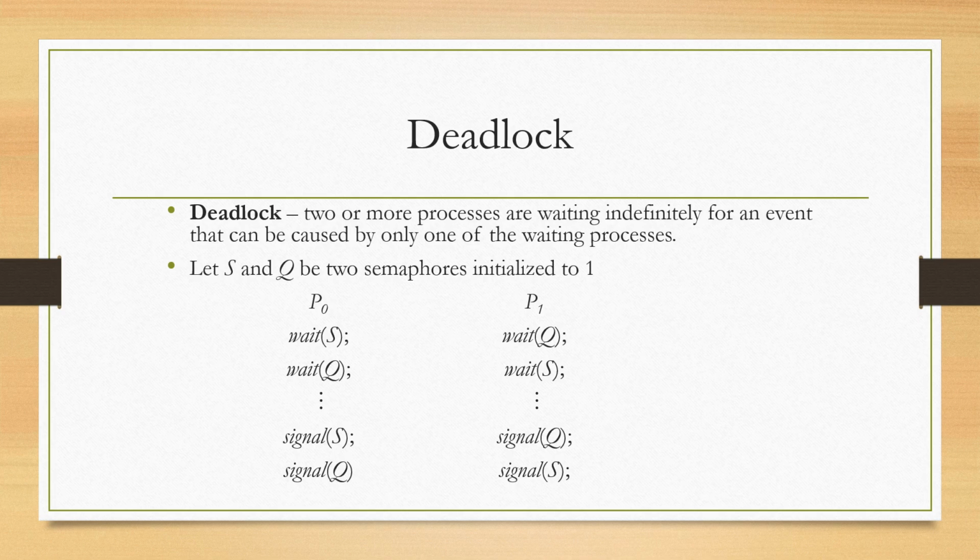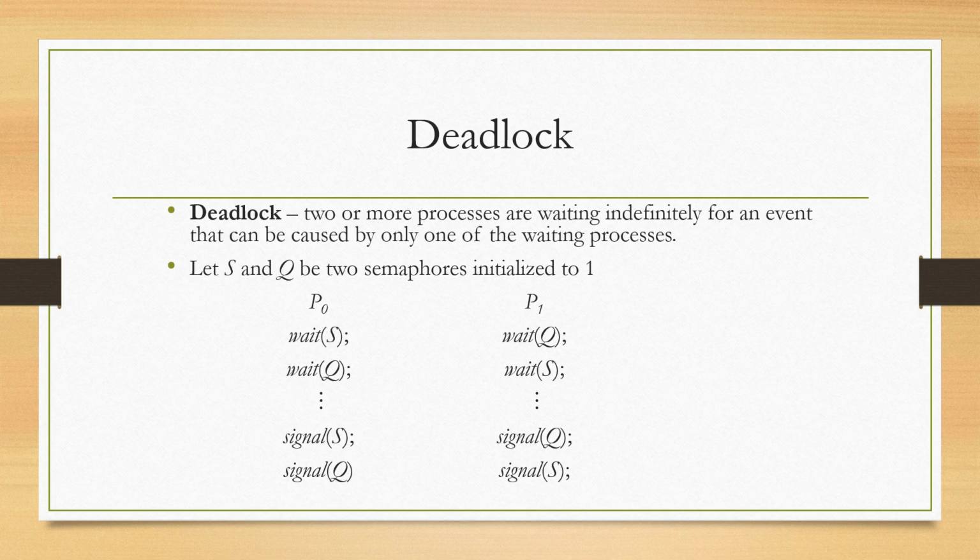P0 is waiting for P1 to release Q. P1 is waiting for P0 to release S. Consequences of deadlock: circular wait. Both processes are in a waiting state, forming a circular dependency, where P0 waits for P1, and P1 waits for P0. No progress.